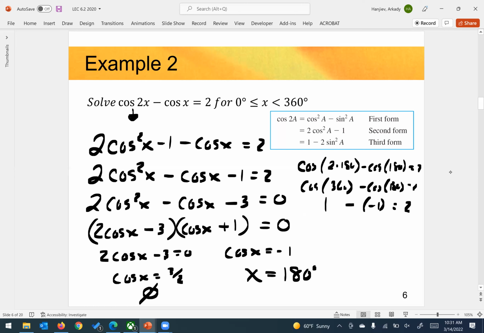This is the one using some kind of identity that we've known before. Good.